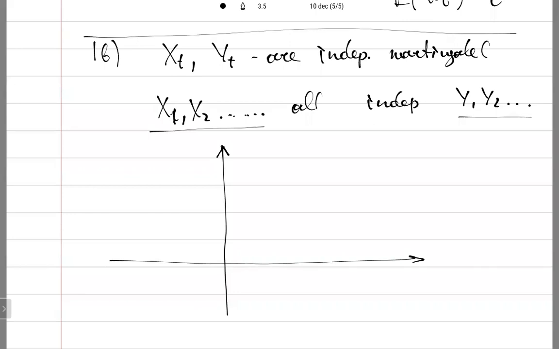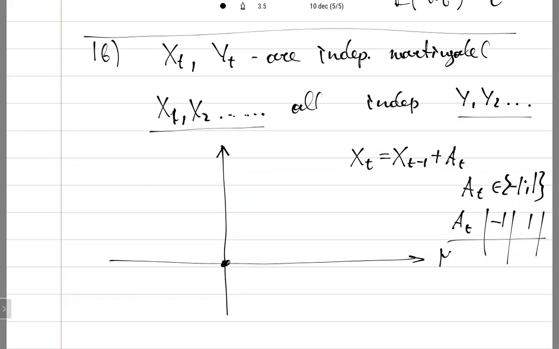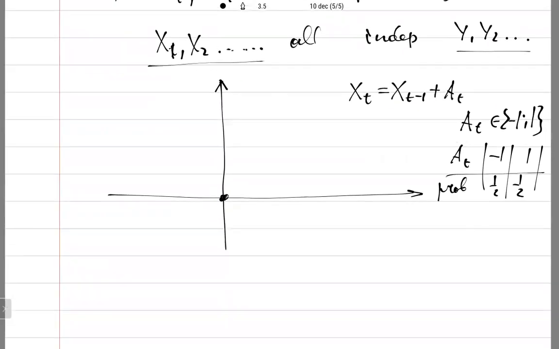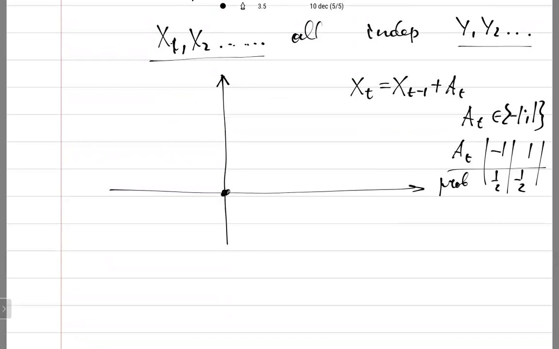Imagine you start at 0, 0, and Xt is Xt minus 1 plus At. At is just minus 1 or 1 at random with equal probabilities, 1/2 and 1/2. And I think Yt is just, you basically go in random directions at every step.